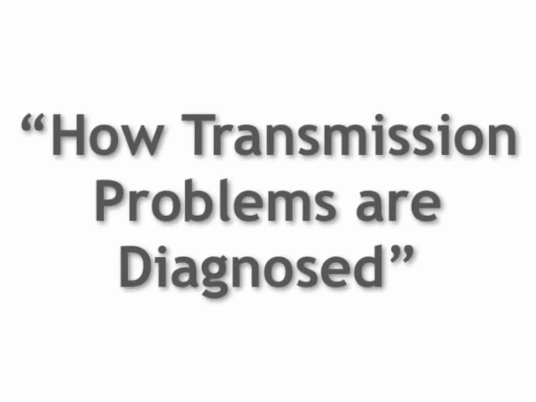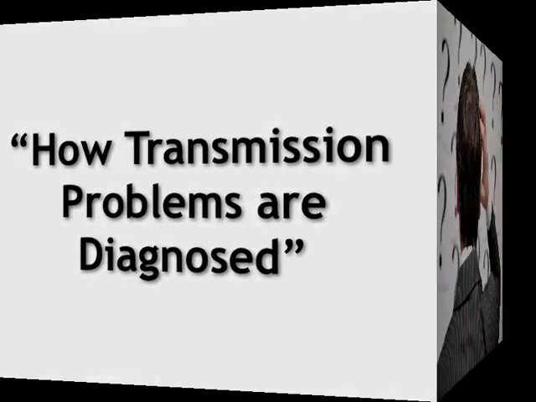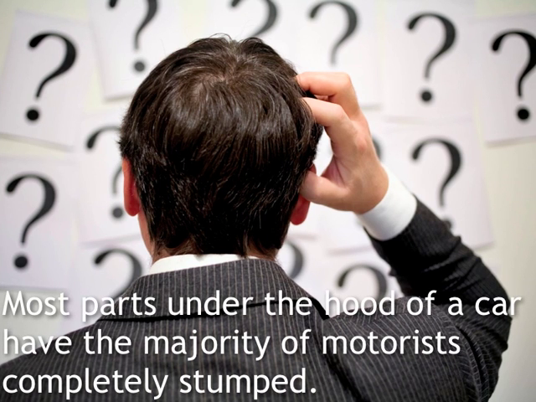Today we'll discuss how transmission problems are diagnosed. Most parts under the hood of a car have the majority of motorists completely stumped. One of the most mysterious parts of all is the transmission. Automatic and manual transmissions are quite different, and the type that will be discussed here is the automatic transmission. This is the part of the car that allows you to drive forward, go in reverse, put your car in neutral, and park it when you are done driving.